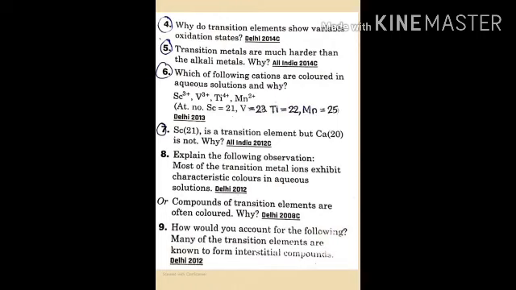how would you account for the following? Most of the transition elements are known to form interstitial compounds. This also we have discussed while I was taking class, right? So in the crystal lattice, transition elements have interstitial vacant spaces, into which smaller non-metal atoms can be trapped. So these compounds are known as transition interstitial compounds. They are not ionic, they are not covalent in nature also. Okay, so they have a lot of space in which the smaller atoms can be added.